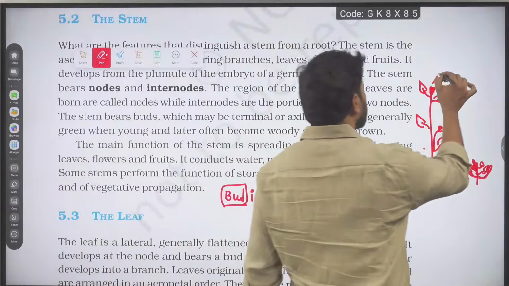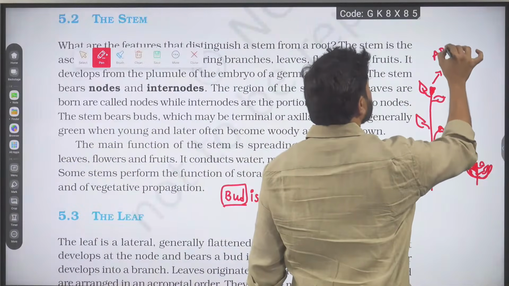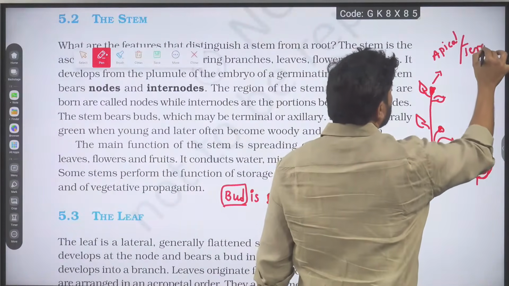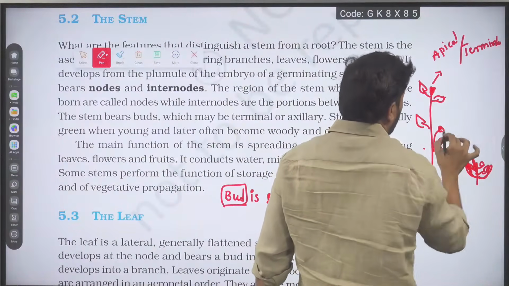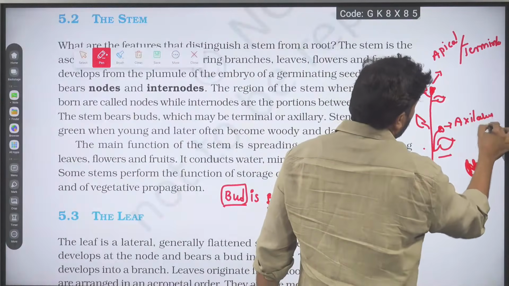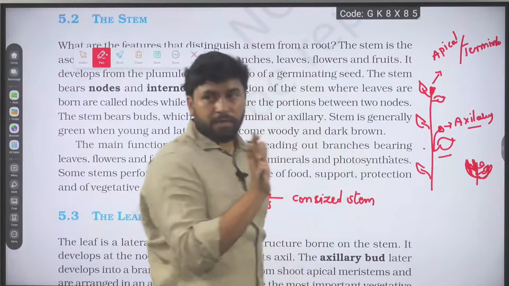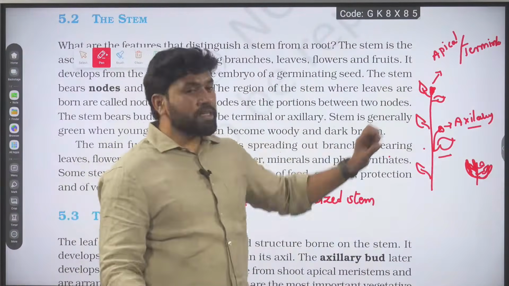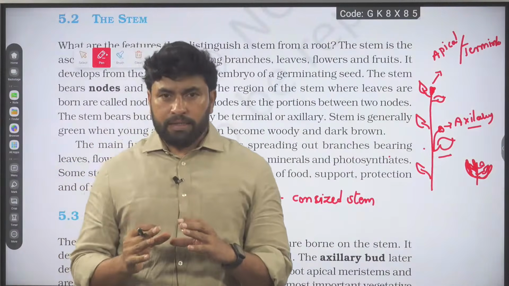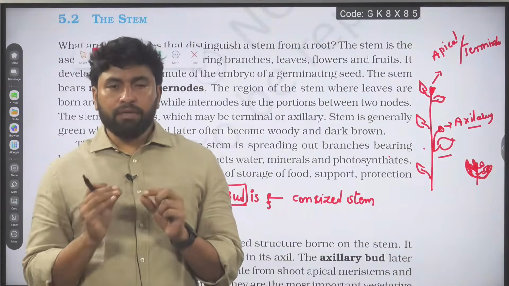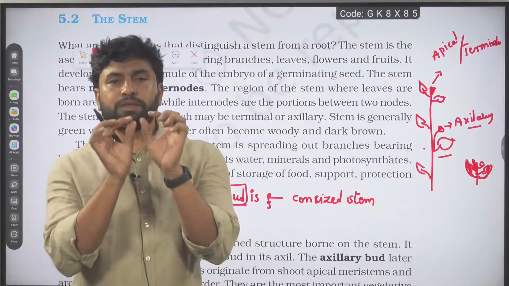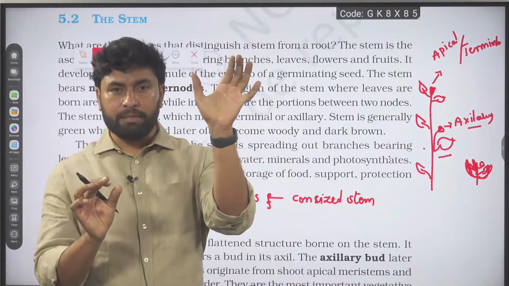This bud is called apical bud, and this bud is also called terminal bud, and this bud is called axillary bud, and which is also called lateral bud. In this case, what is the use of these buds? Remember, a bud is nothing but future extension of shoot. A shoot or a stem is going to be expanded from the bud.